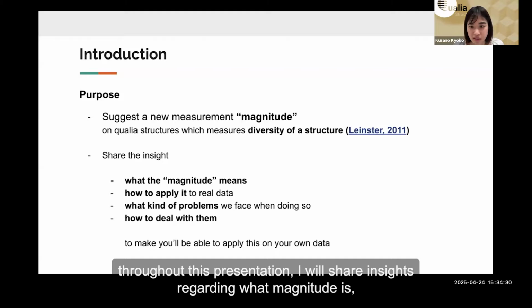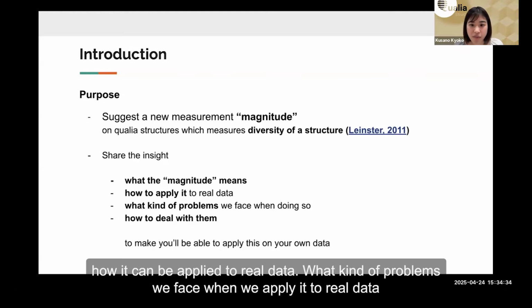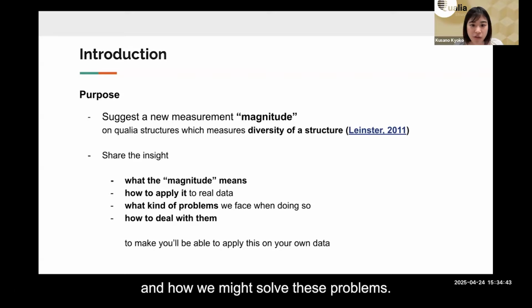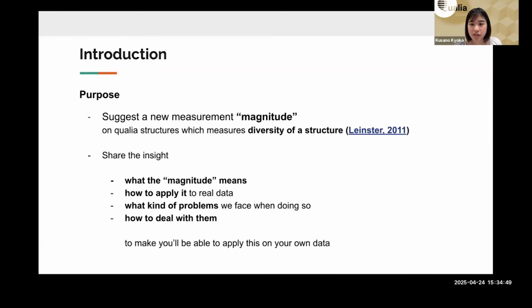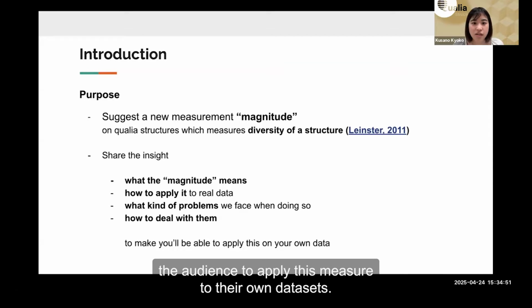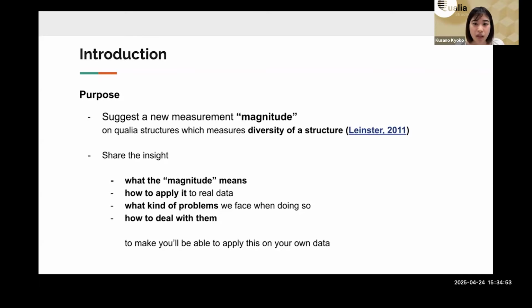Throughout this presentation, I will share insights regarding what magnitude is, how it can be applied to real data, what kind of problems we face when we apply it to real data, and how we might solve these problems. Ultimately, the goal of this presentation is to enable the audience to apply this measure to their own datasets. So let me begin with an introduction.